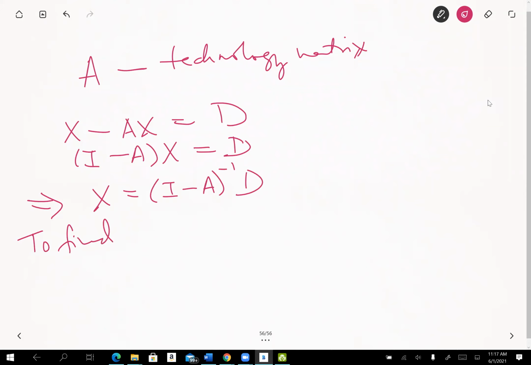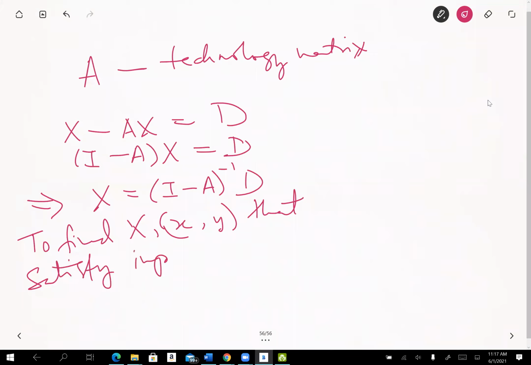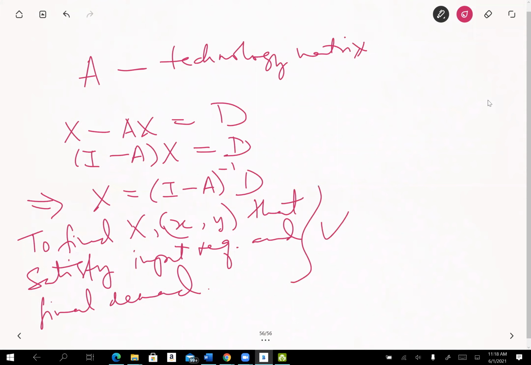So in order for us to find X, the matrix X, which is the quantity of X and quantity of Y that satisfy the input requirement, that means you want to use all those output as input, input requirement, and the final demand. So that is what we want to find. So you want to find the X.